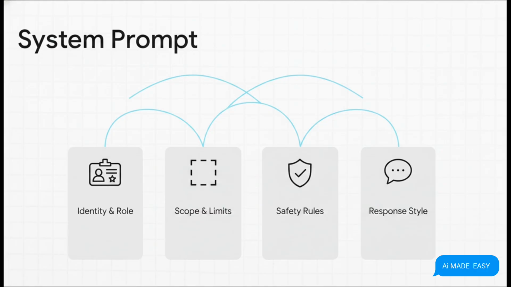First, identity and role. Who is it pretending to be? Second, scope and limitations. Tell it exactly what it is not allowed to talk about. Third, responsibilities and safety. Give it some strict guardrails. And fourth, response style. Should it be formal, super casual, maybe encouraging?